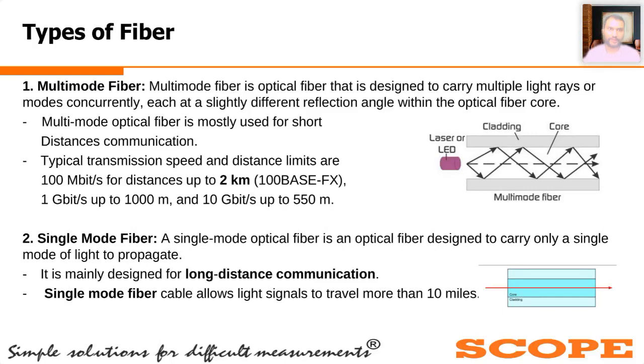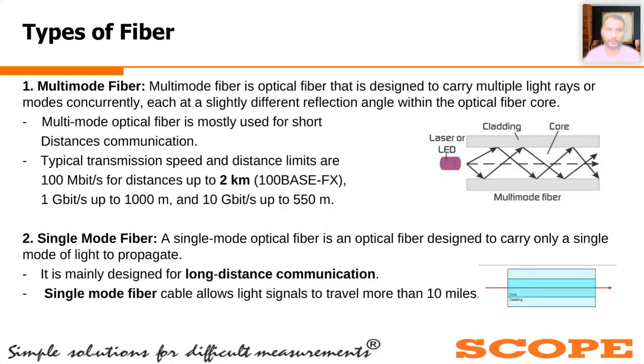So in fiber also there are two types of communication. One is multi-mode fiber communication, and another is single mode. So what is the major difference? In multi-mode, you use multiple lights being transmitted concurrently with different reflection angles. Because multiple lights are being used, the maximum distance of transmission is up to 2 kilometer. That will depend on the speed you are preferring.